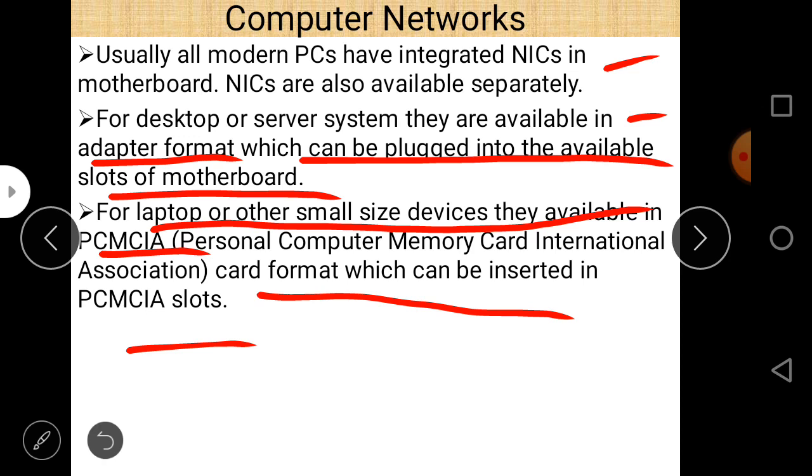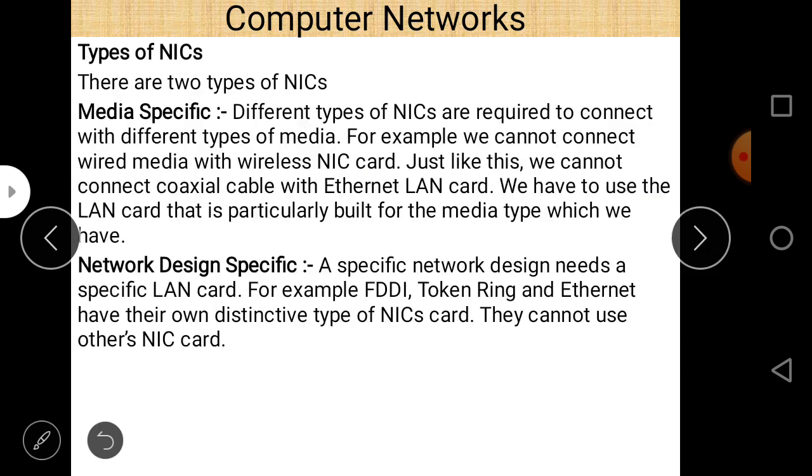So now, types of NIC cards. There are basically two types of NIC cards. First of all, media specific. Different types of NIC are required to connect with different types of media. For example, we cannot connect wired media with a wireless NIC card, just like we cannot connect coaxial cable with an Ethernet LAN card. This is particularly built for the media type which we have.